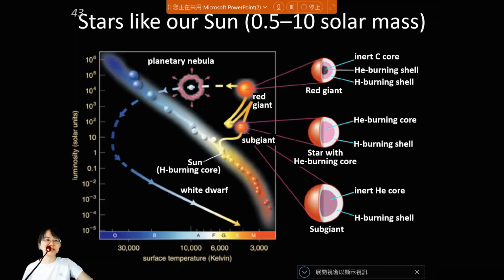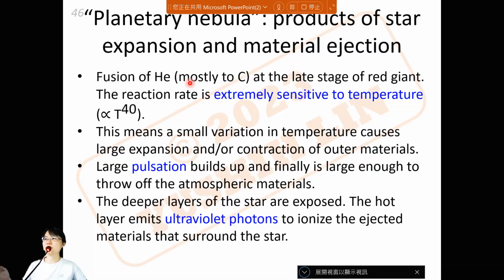Planetary nebula, the term sounds very strange because usually when we say planet, it means celestial object other than stars. Stars and planets are different. However, here we use the term planetary to explain a stage of a star. So why is that? Planetary nebula is a historical term. The term was invented by someone who at that time did not really understand the evolution of a star. What happened to planetary nebula is they are products of star expansion and material ejection.